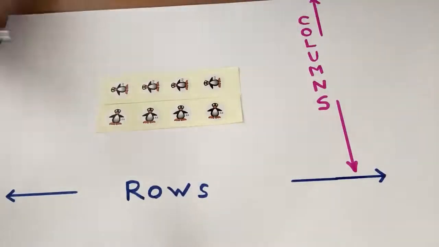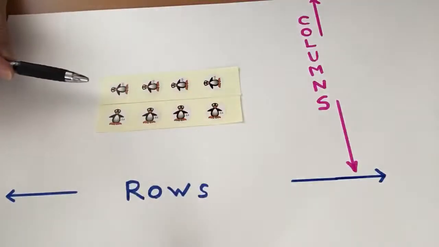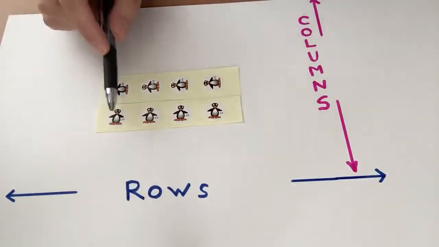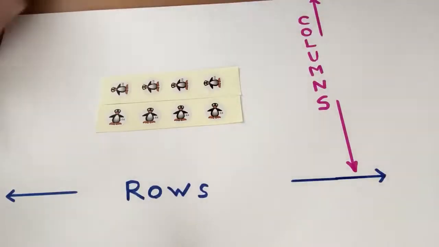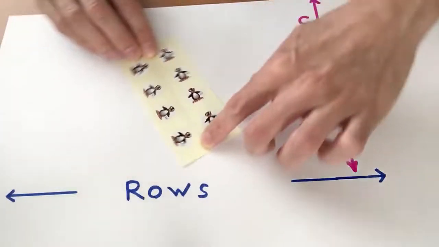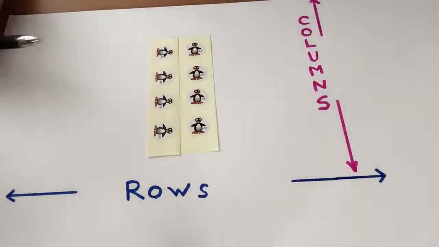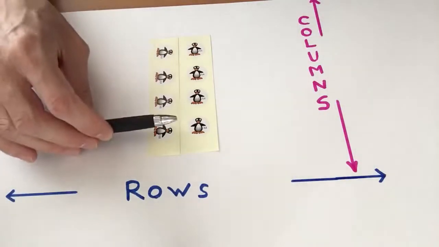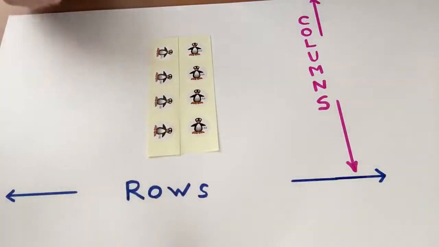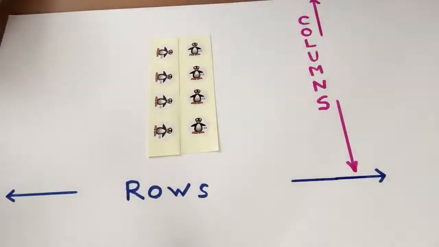So let's take a look at this array this way. It has 1 and 2 rows, and it has 1, 2, 3, and 4 columns. If I turn it around, it would be kind of the opposite. Instead of 2 rows, now it has 1, 2, 3, and 4 rows. And instead of 4 columns, it has only 1 and 2.